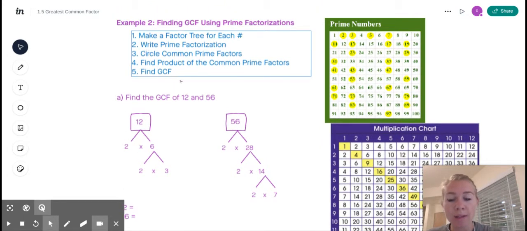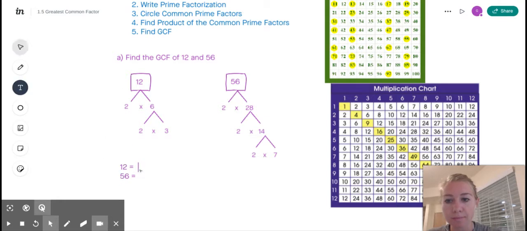Step 2, write the prime factorization. Down here I kind of started, 12 equals, and we're going to write all of the prime numbers in our factor tree for 12. So 2 times 2 times 3. If we multiply 2 times 2 times 3, that equals 12. Let's do that for 56. 2 times 2 times 2 times 7. Again, if you did 2 times 2 times 2 times 7, you get 56. If you don't believe me, try it on your calculator.